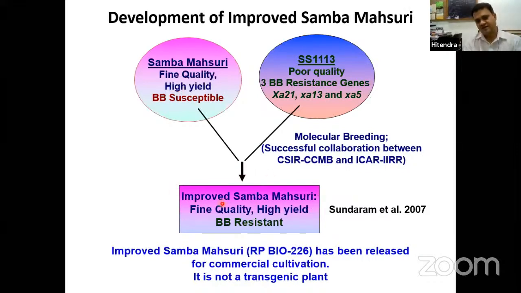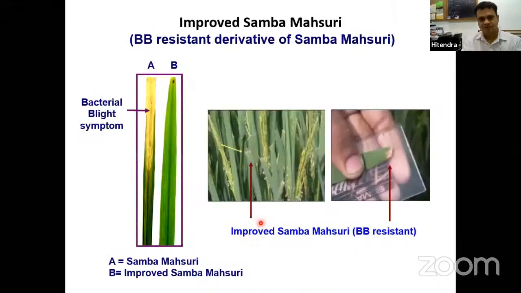So this rice has all the good quality of Samba Masuri. It is high yielding, but then it is resistant to bacterial blight disease because it has these three resistance genes. Okay, and this variety is now already in farmers' fields.